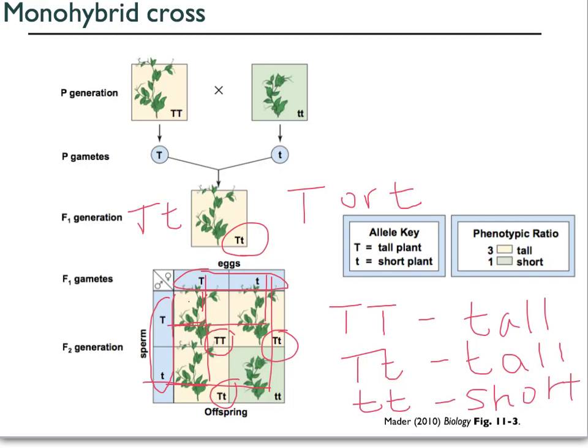And so this is where we get the 3-to-1 ratio that Mendel was seeing. We have 3 tall plants and 1 short plant. So these have a phenotype of 3 tall and a phenotype of 1 short. And so he was always looking at the phenotype. He didn't know anything about genes and alleles and chromosomes yet. He just called them factors.